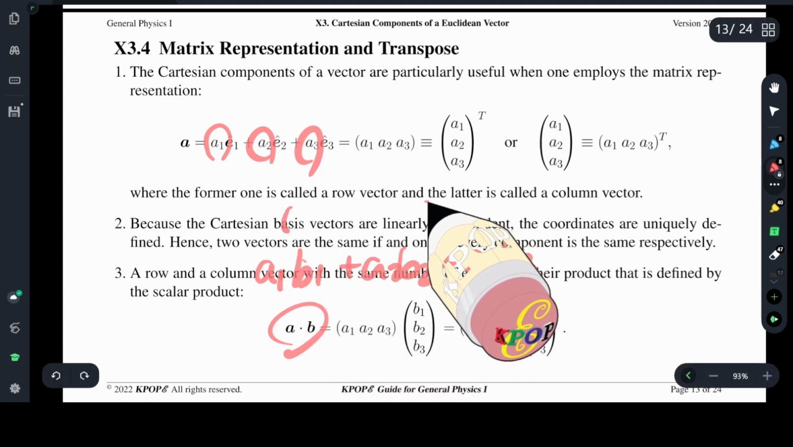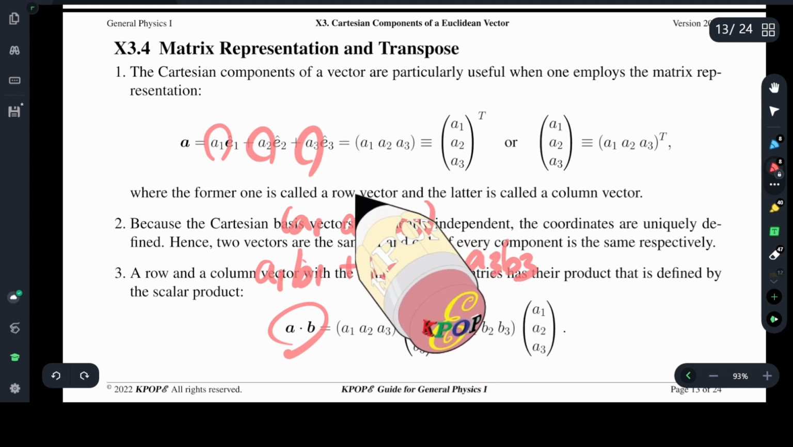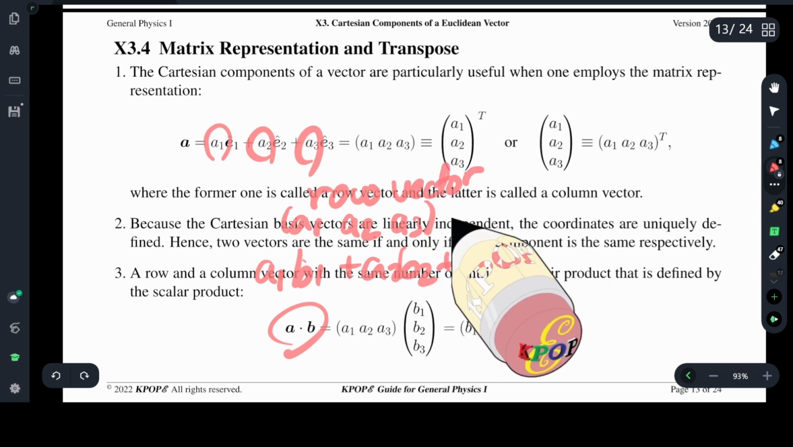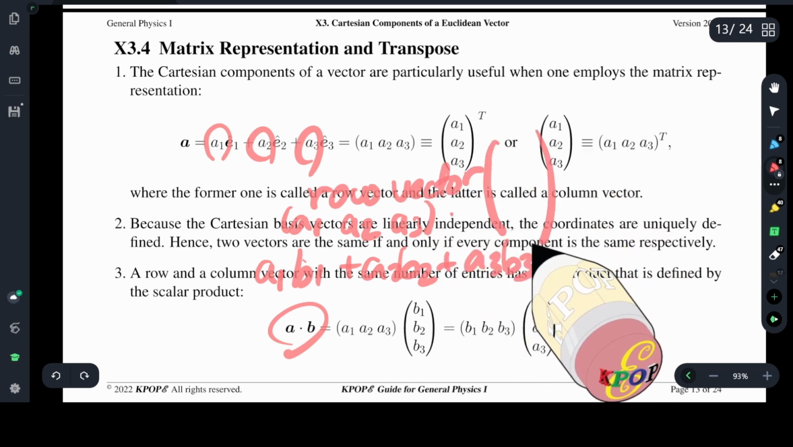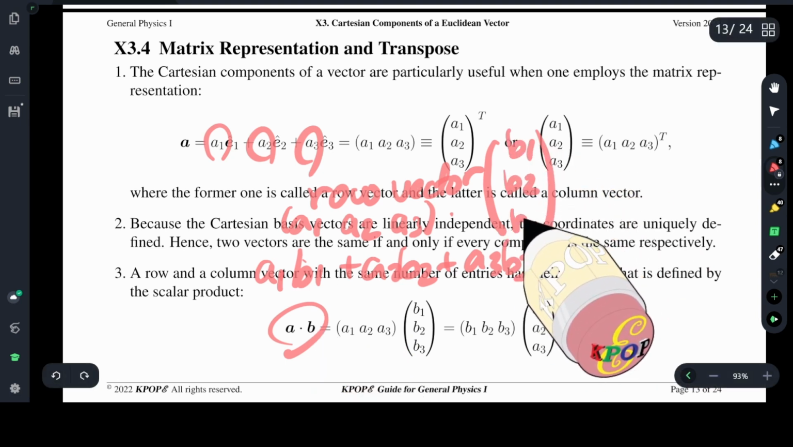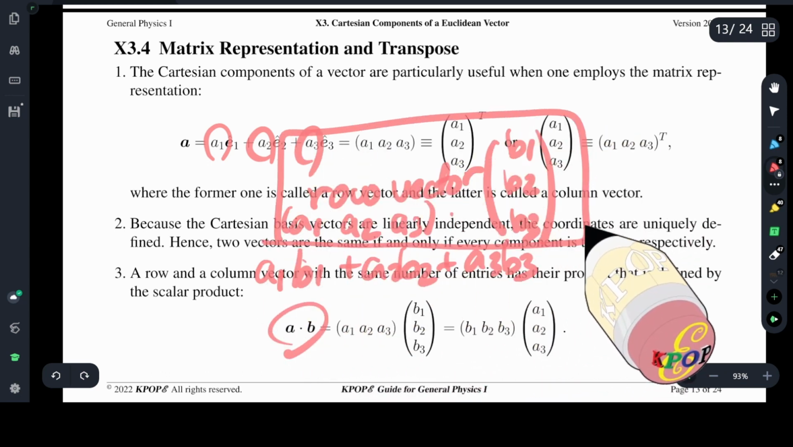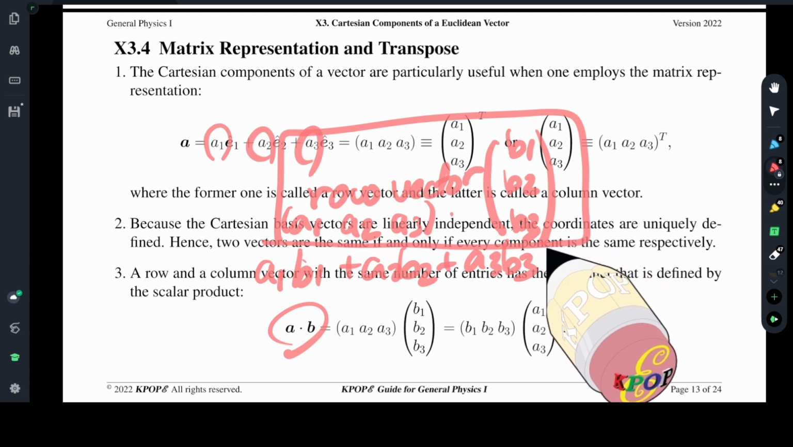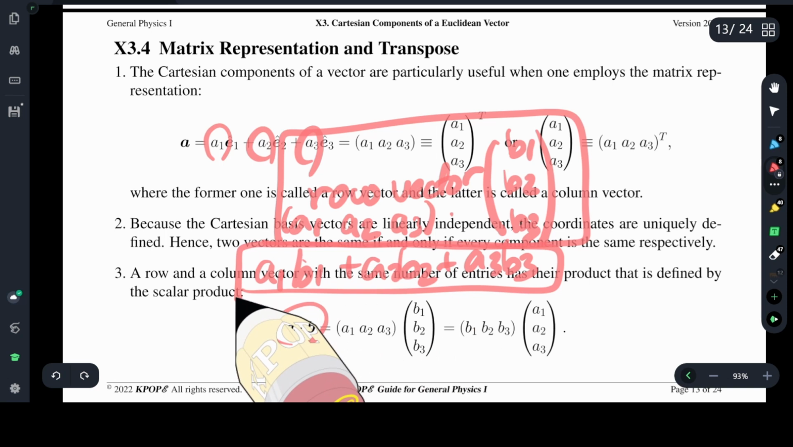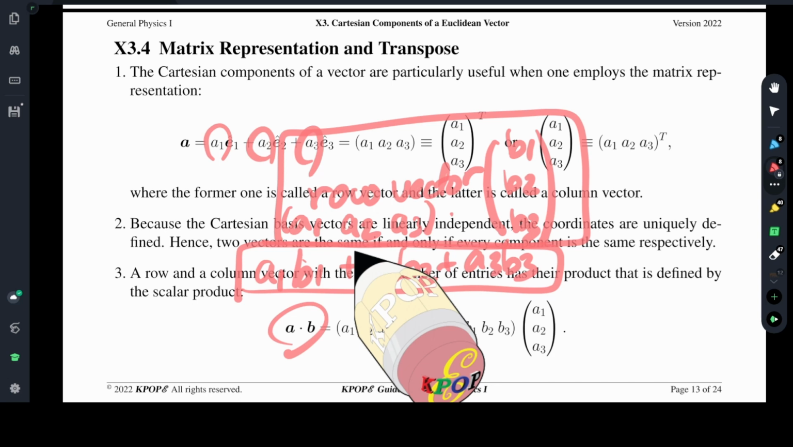So just put the components of A as a row. This is called the row vector. And the scalar product is this multiplied by the column vector B1, B2, and B3. And we define this expression. This is an operation of matrices, and this is to describe the scalar product. So remember, this was developed to express the scalar product in terms of Cartesian coordinates.